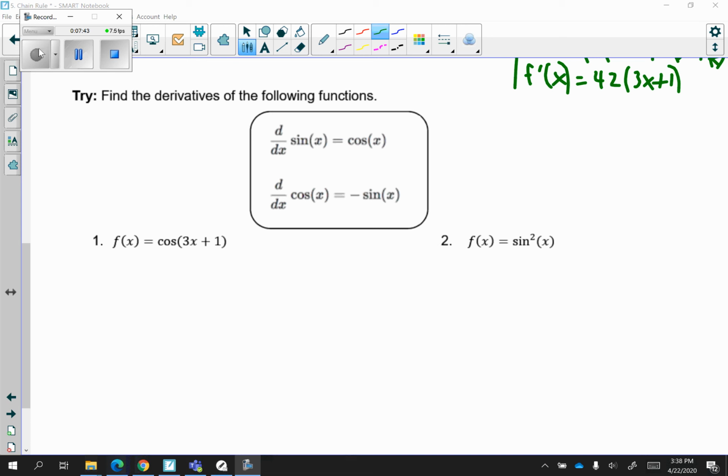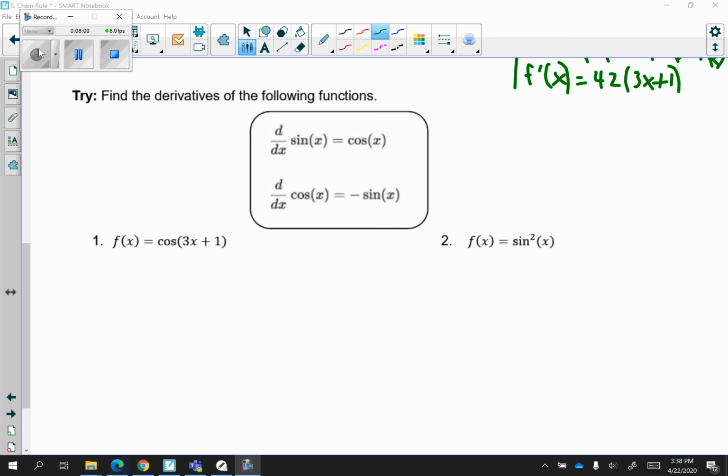So next it says try to find the derivatives of the following functions. If you notice in numbers 1 and 2, we have sine and cosine. So something that you need to know is that the derivative of sine of x is equal to cosine of x, and the derivative of cosine of x is equal to negative sine of x. I'm going to attach another video for you to watch that explains further why those derivatives are true. So let's look at number 1.